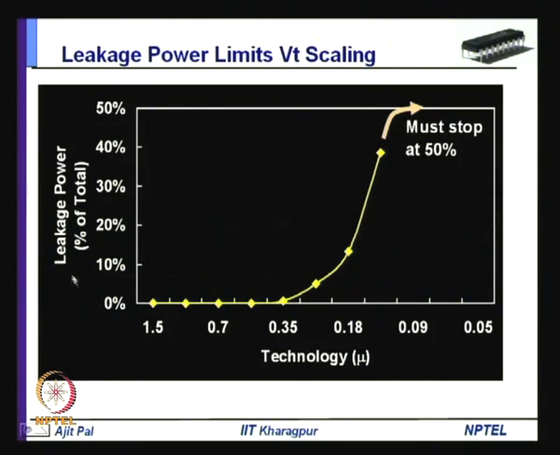And I have already shown you this particular diagram, where as you can see the leakage power is increasing as we are going from one technology generation to the next, and the requirement is that as it is crossing 50% of the total power, the increase in leakage power has to be stopped somehow, and what that somehow is, we shall discuss starting from today's lecture.